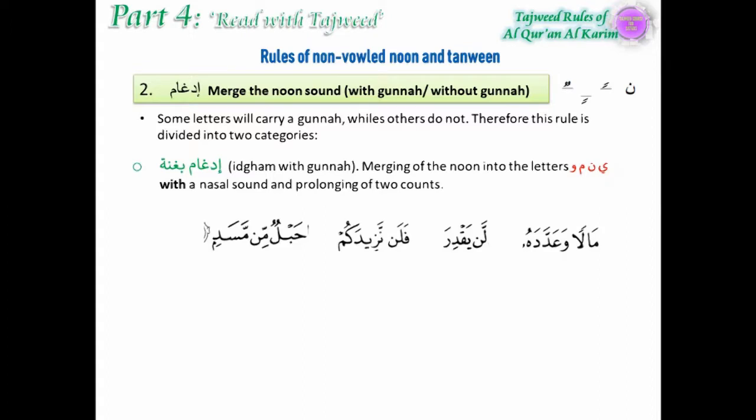So let's look at some examples of idgham with ghunna. Here we have the fatha tanween on the lam and the following letter is waw. So now we know we have to merge it with a ghunna. So we read it as ma law wa'addadah. And you have to imagine a shadda. If your script doesn't have a shadda, you imagine there's a shadda there. Ma law wa'addadah.